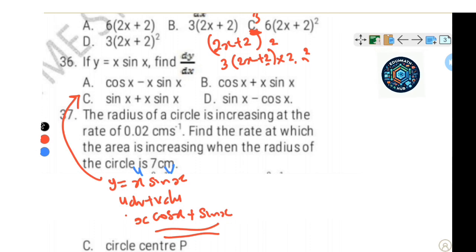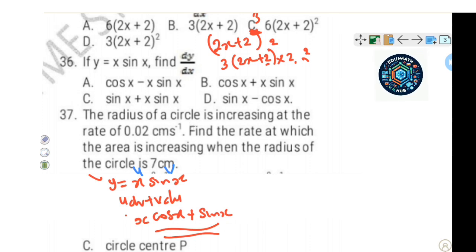Now we move to the next one, number 37. So number 37, the radius of a circle is increasing at the rate of 0.02 centimeter per second. Find the rate at which the area is increasing when the radius of the circle is 7.